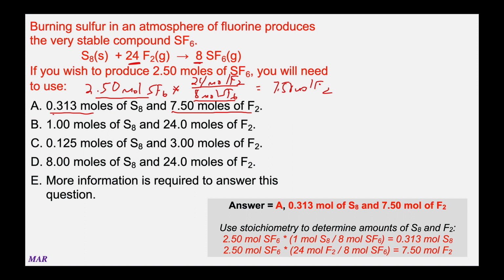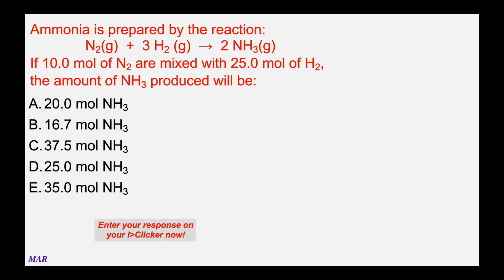If you have a balanced equation, there's a lot of things you can do, and this is one example of how that works. Ammonia is prepared by the reaction nitrogen plus 3 hydrogen makes 2 ammonia. And in this problem, we have 10 moles of nitrogen, and we're mixing them with 25 moles of hydrogen. The amount of NH3 produced will be, and there are 5 different answers. So see if you can use your understanding of the stoichiometric factors to figure out what's going on.